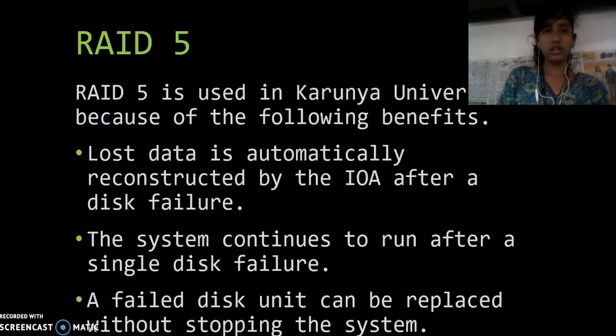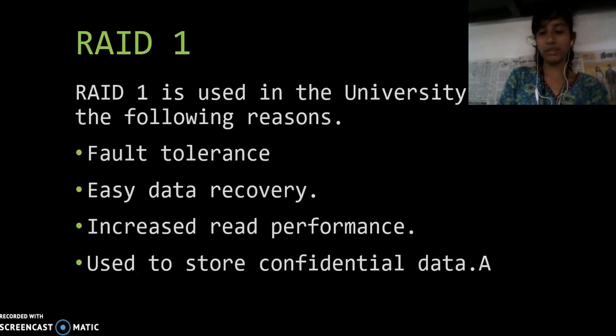Next, it utilizes RAID 5 because RAID 5 is more reliable, and even if the data is lost, it can be recovered, and the system continues to run after a single disk failure as well, and the failed disk unit can be replaced without stopping the system. And it uses RAID 1 as well. RAID 1 is used to store confidential data that the university has, and even if data gets lost, it can be recovered very easily, and it also has fault tolerance.